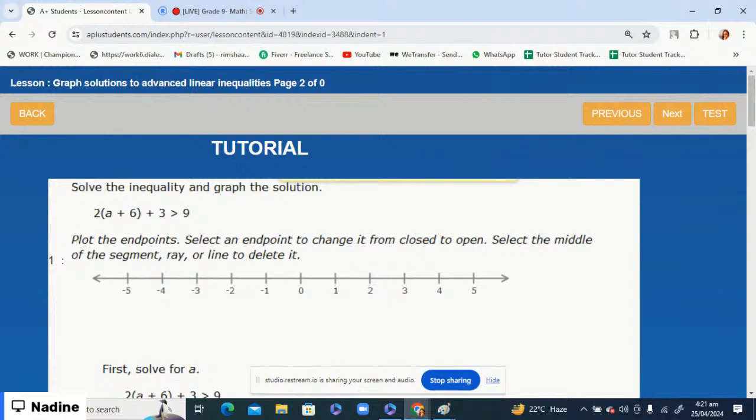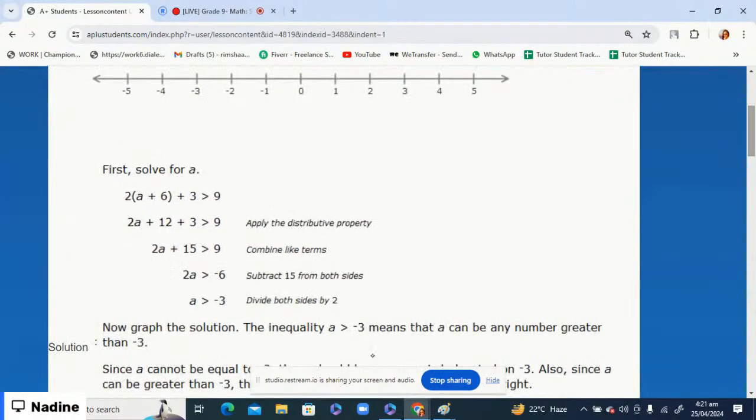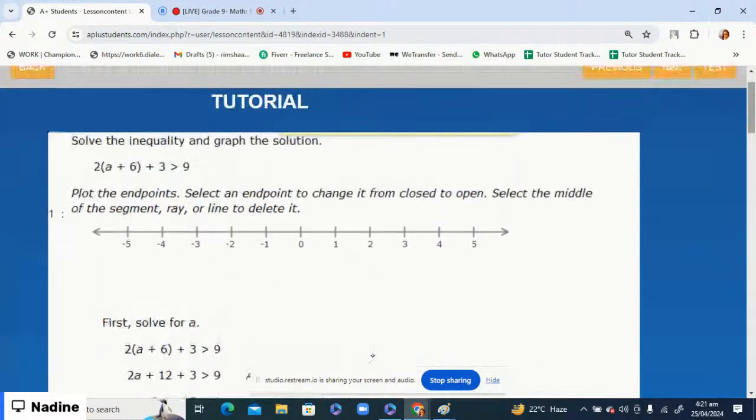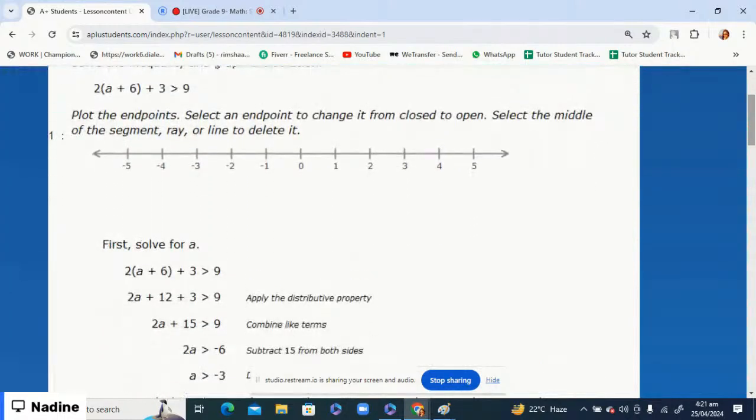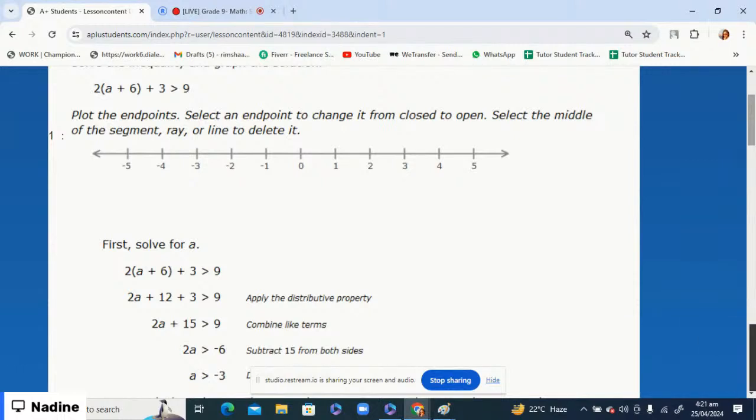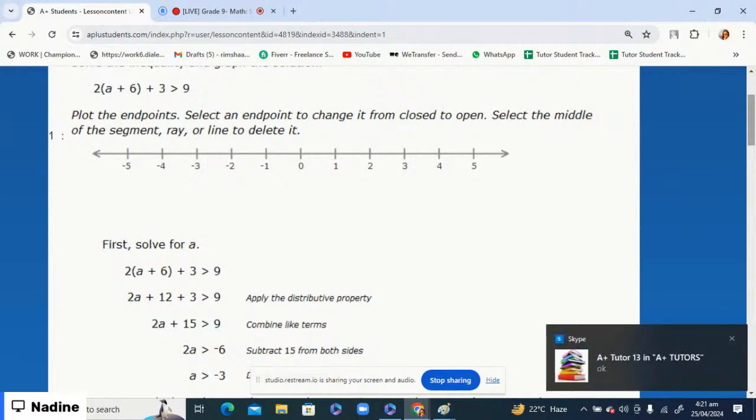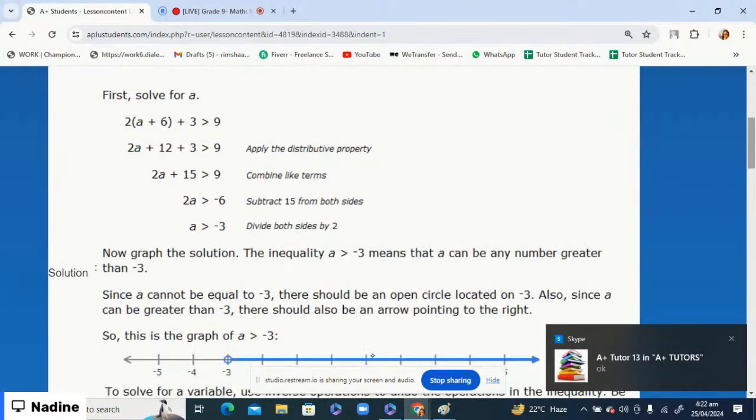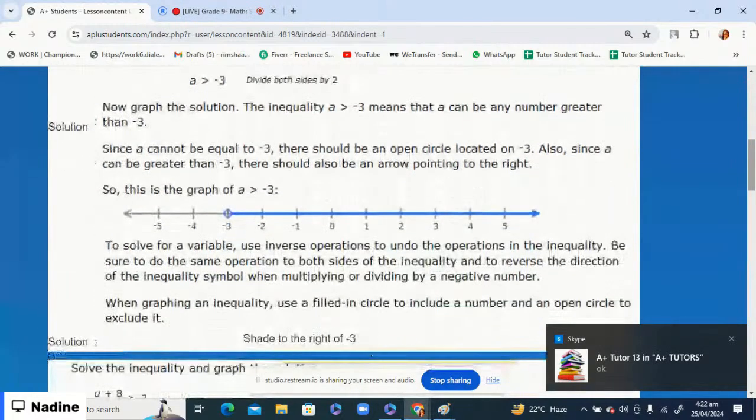When we are solving it, first multiply 2 with what's inside the bracket, so this becomes 2a, and when the 2 is multiplied with the 6 it becomes 12. Then 12 you're going to add with 3, that is 15. Then we subtract 15 on both sides. Only the negative 3 is left now. So a is greater than negative 3.